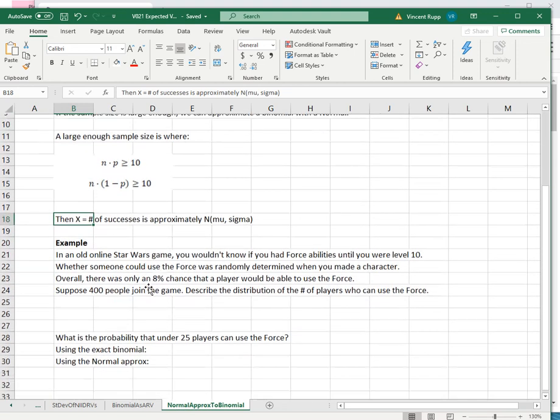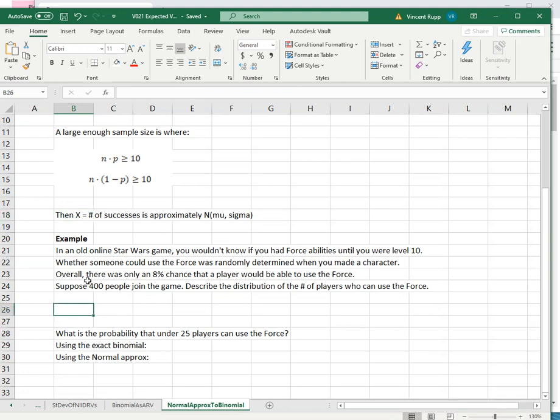So for an example, in an old online Star Wars game, you wouldn't know if you had Force abilities until you were level 10. So you'd have to play the game for quite a long time before finding out if you could ever be a Jedi or a Sith or whatever. I don't remember if this is a real game or something I read about, but who cares? There are so many Star Wars games, we can just pretend it happened.